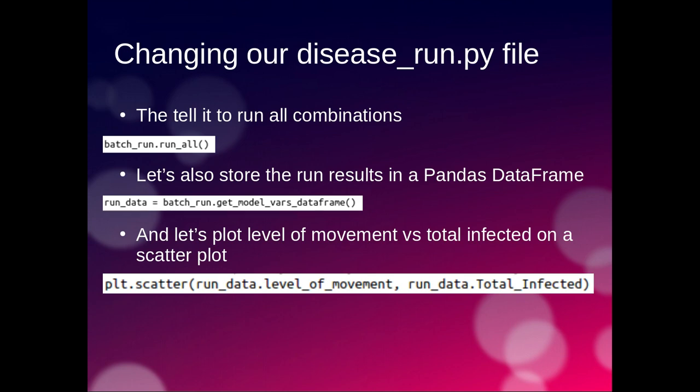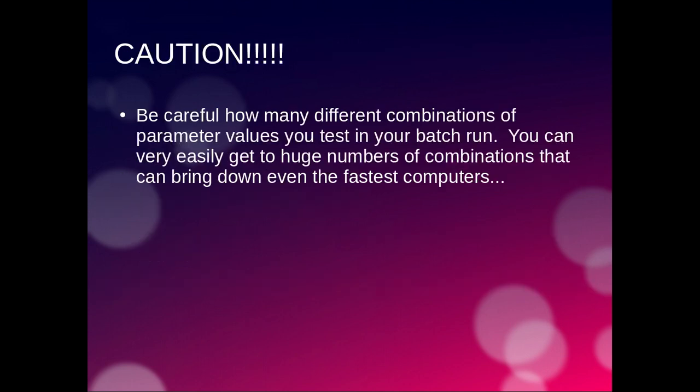Remember, the run data is a pandas data frame. So we're just going to grab those two columns, level of movement and total infected, and plot them against each other. Before you go running this, I just want to throw up a word of caution.